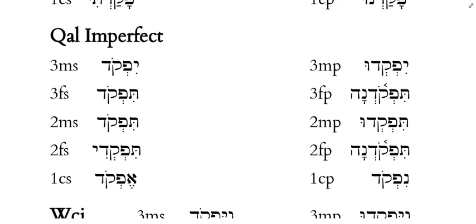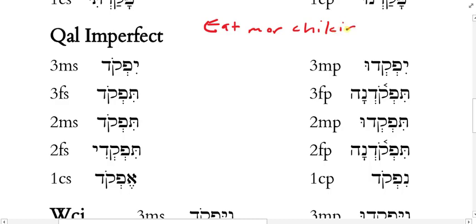Now, what does volitional mean? Expressing the speaker's will. Volitional verbs are verbs which express the speaker's will. Eat more chicken. There you go. Who is expressing their will that we eat more chicken? The cows. That's right. Eat more chicken. That's volitional. I want you to eat more chicken.